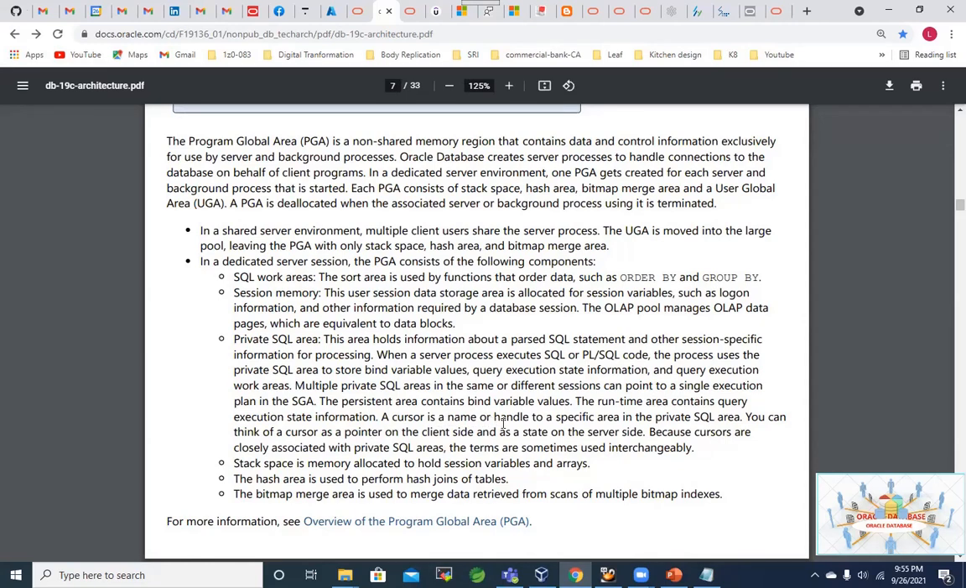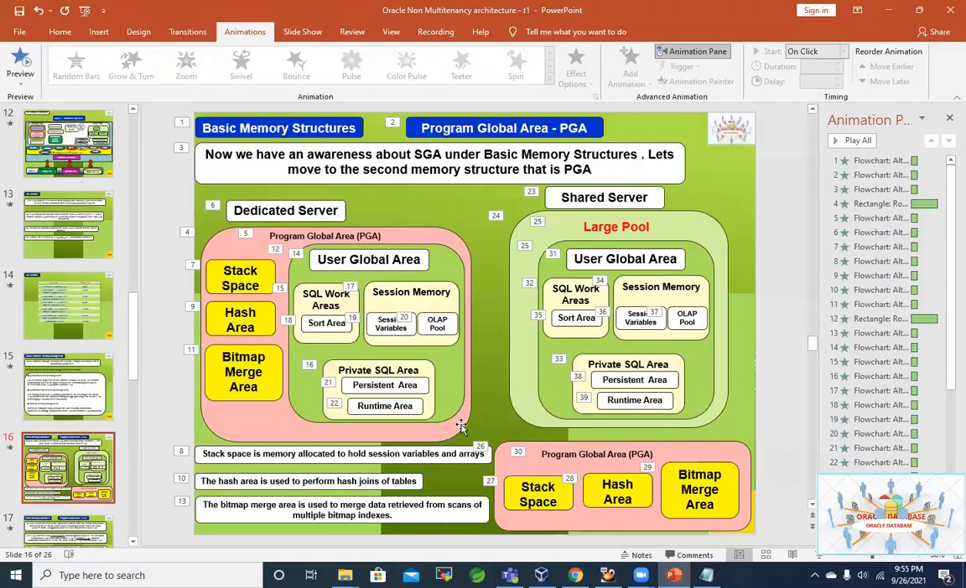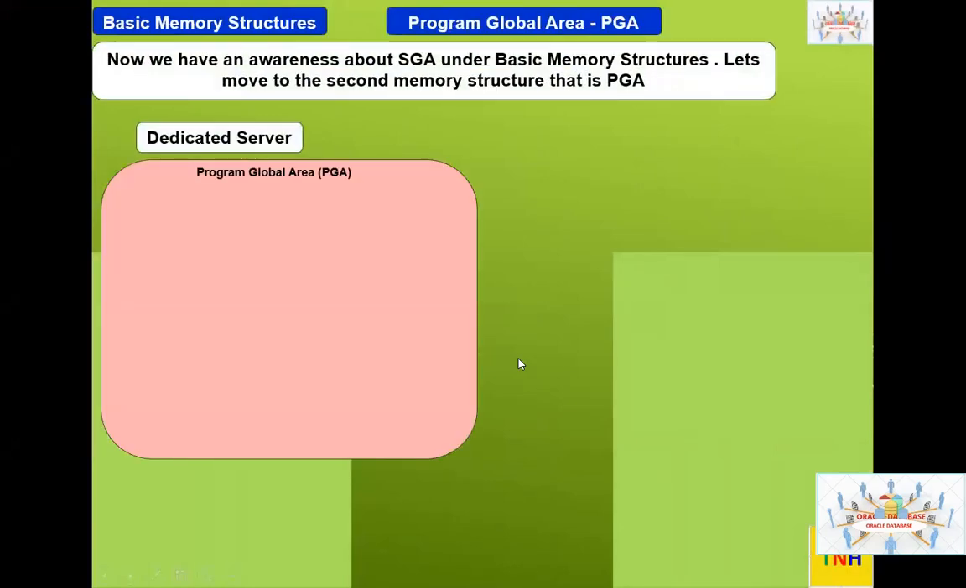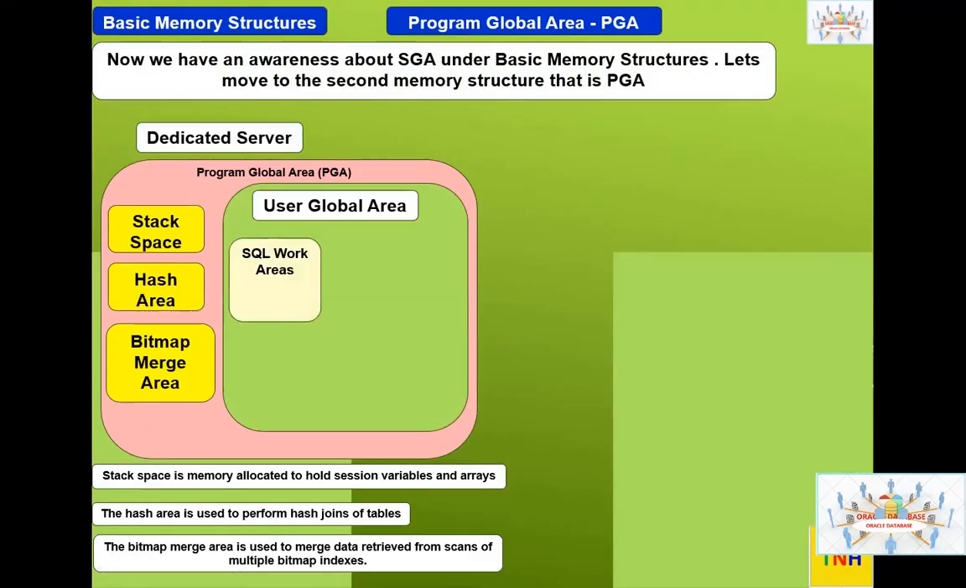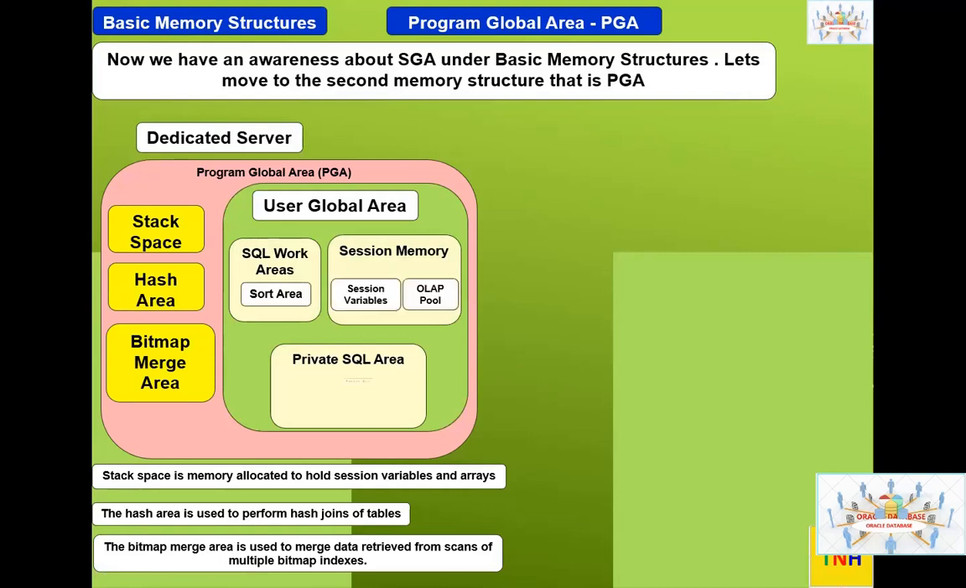A cursor is a name or handle to a specific area in the private SQL area. You can think of a cursor as a pointer in the client side and as a state. So let's discuss that one in the next slide. I have an explanation for that. That is very important, the private SQL area. So now we got awareness of all of the components within the user global area. The very important thing is in a dedicated environment, user global area resides in PGA. Let's continue with the next one.